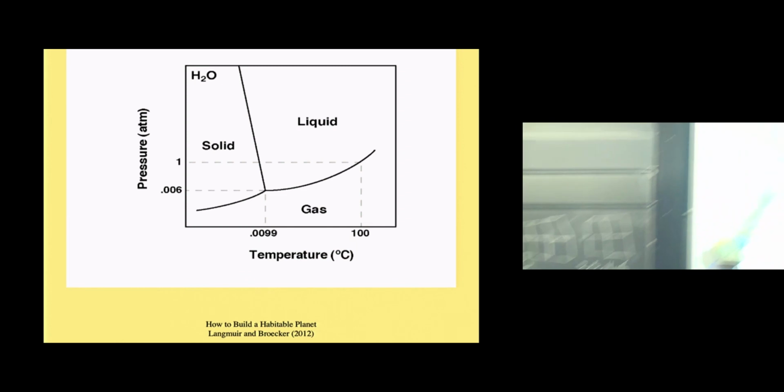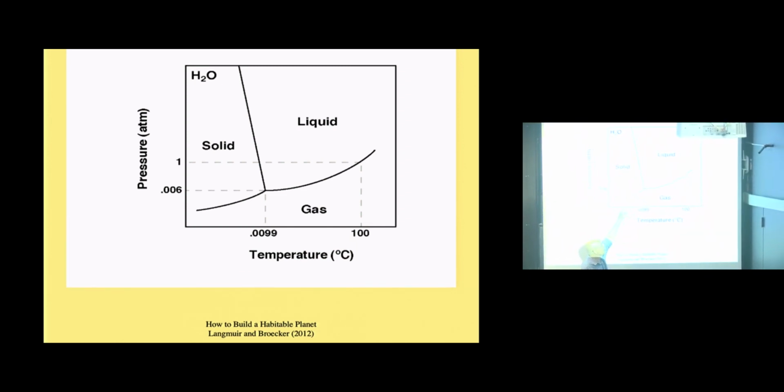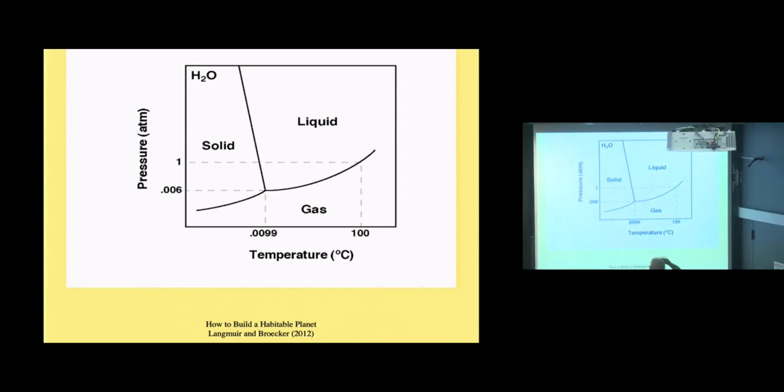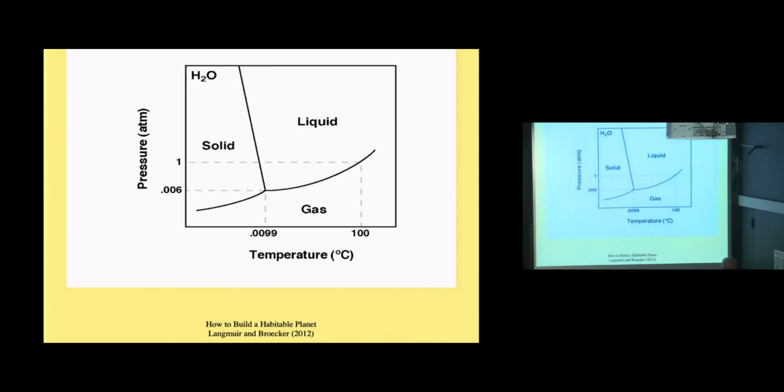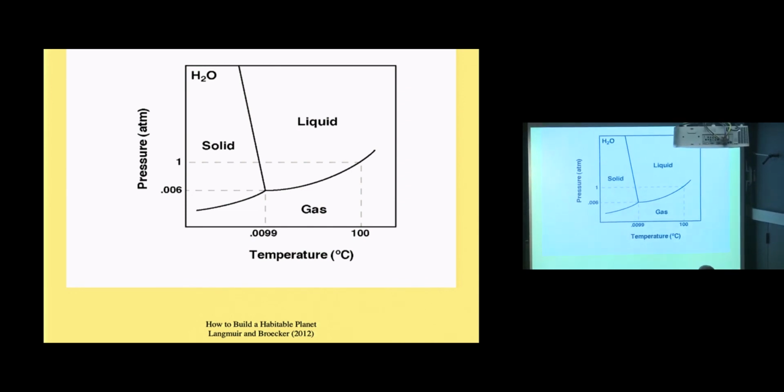So when you increase the temperature, you go directly from solid to liquid. And that happens at 0 degrees centigrade. But if you change the pressure, if you go up in the atmosphere where the pressure is lower, or you go down into the earth where the pressure is higher, the melting temperature of the water changes.